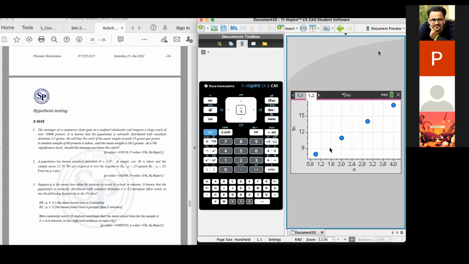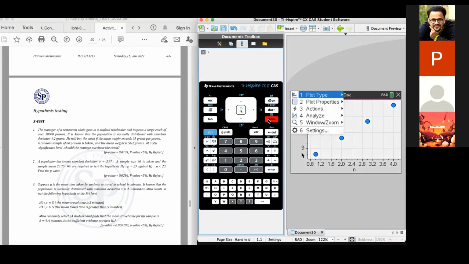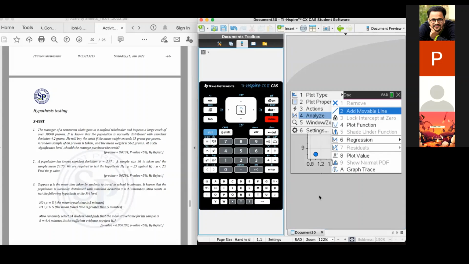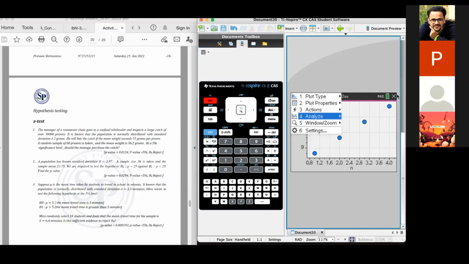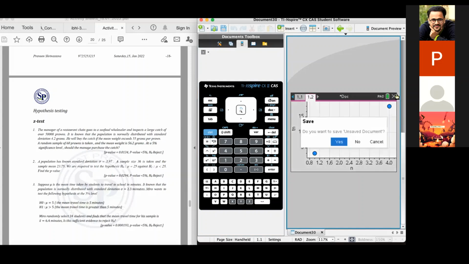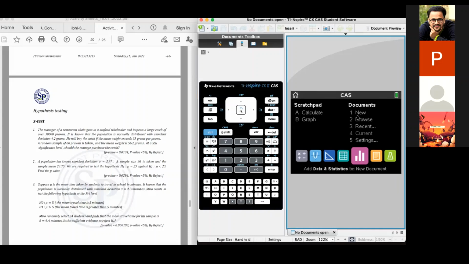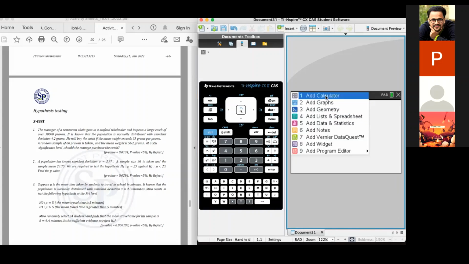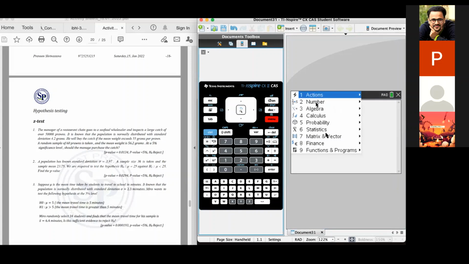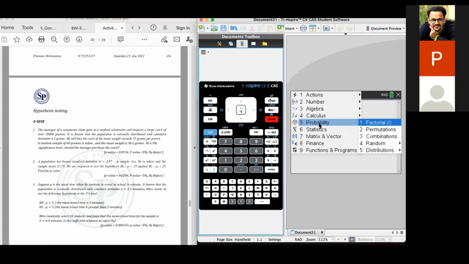Permutation and combination also have direct functions here through that PNC, and you can find them out. Those functions are available here: factorial, permutation, and combination. So these features are available in this.